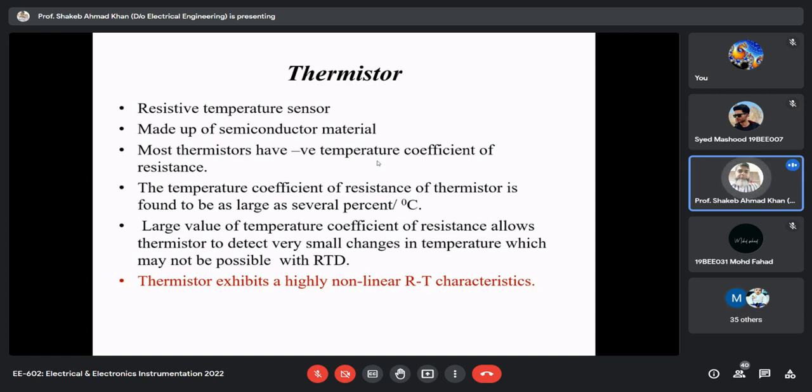Now a few more things. The temperature coefficient of resistance of a thermistor is found to be large. So this is the superiority of the thermistor over the RTD: its sensitivity, meaning temperature coefficient of resistance. You are already aware of this term. So it has a better temperature coefficient of resistance in comparison to the RTD. So this is the advantage.